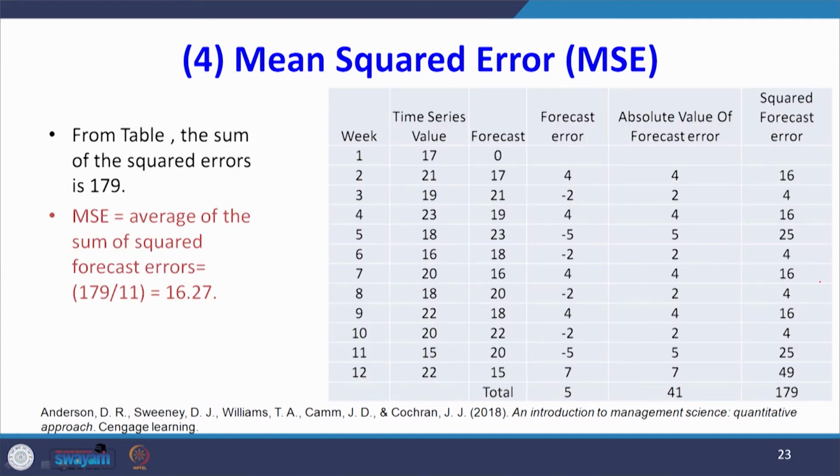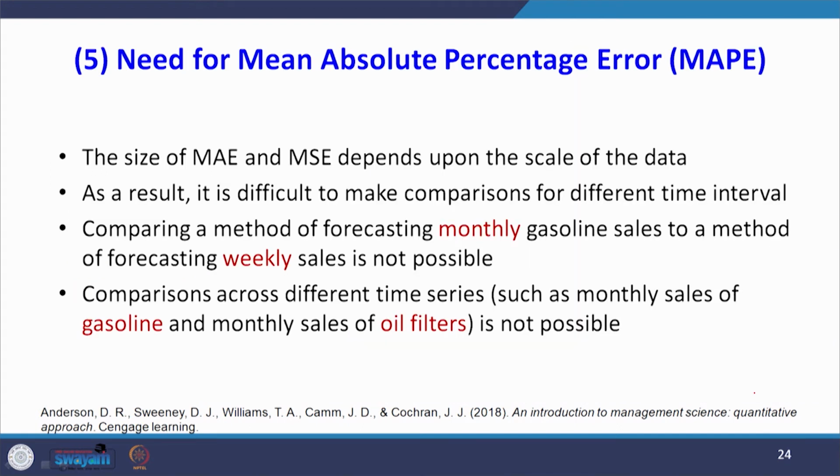So, here I have explained how to find the mean squared error. What I have done is, first the forecast error, then I have squared the error, then I have summed them; it is 179. There are 11 data points, so it is 16.27. So, the mean squared error is 16.27.